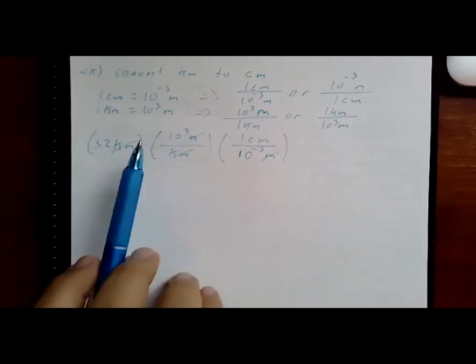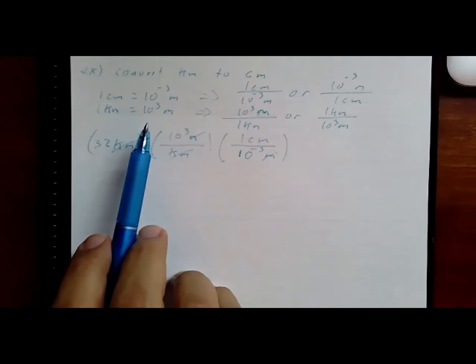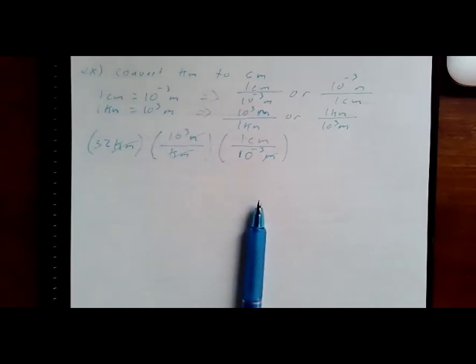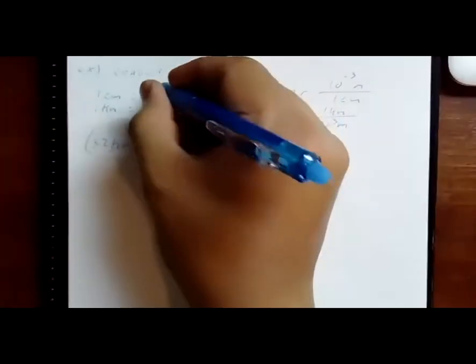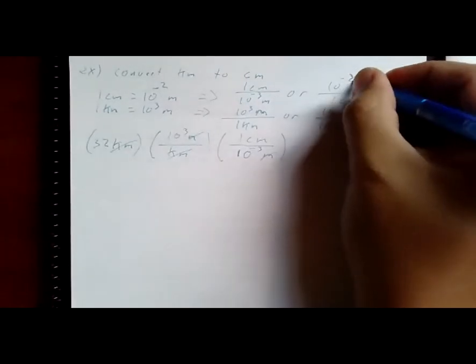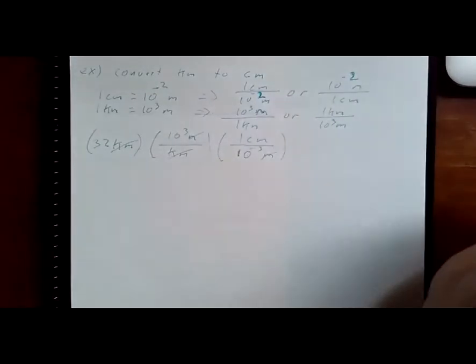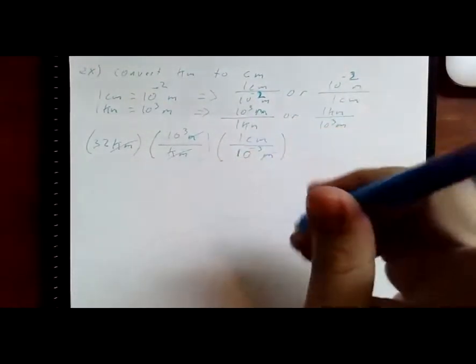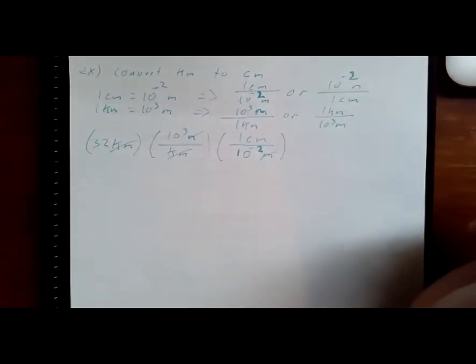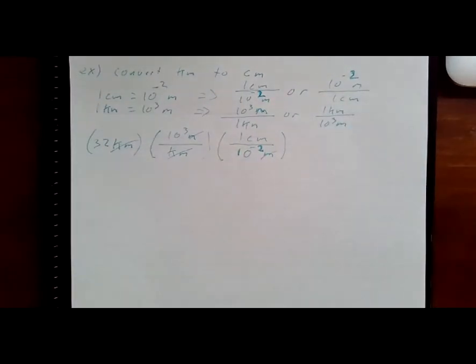Wait, I made a mistake. 1 centimeter. Yeah, I think this is wrong. Let me check that chart. I feel like I forgot something. Yeah, centi is negative 2, not negative 3. Otherwise, it wouldn't cancel. It doesn't make any sense. Yeah, right. Negative 2. And a 2 there. So this is a 2. All right. Double check everything. Yeah, that's right. Sorry, I got paranoid.